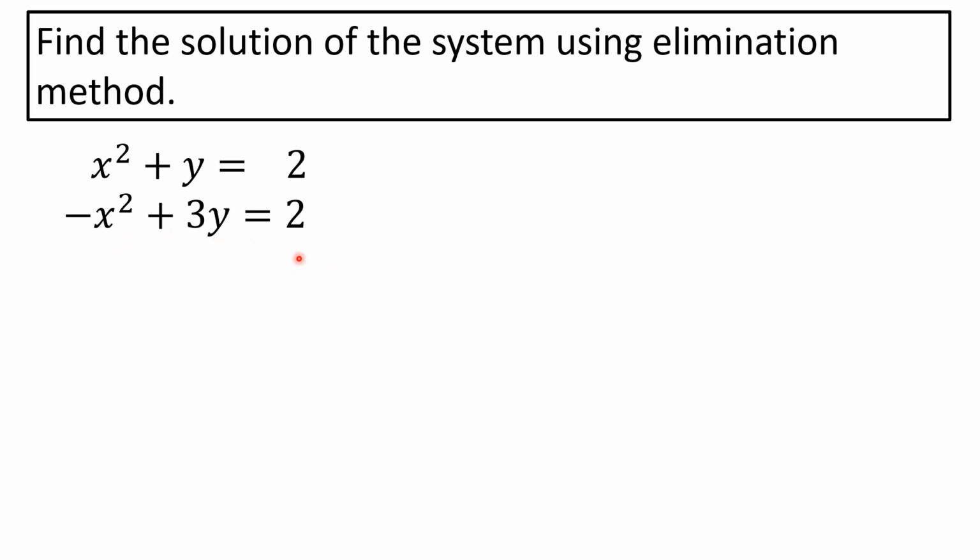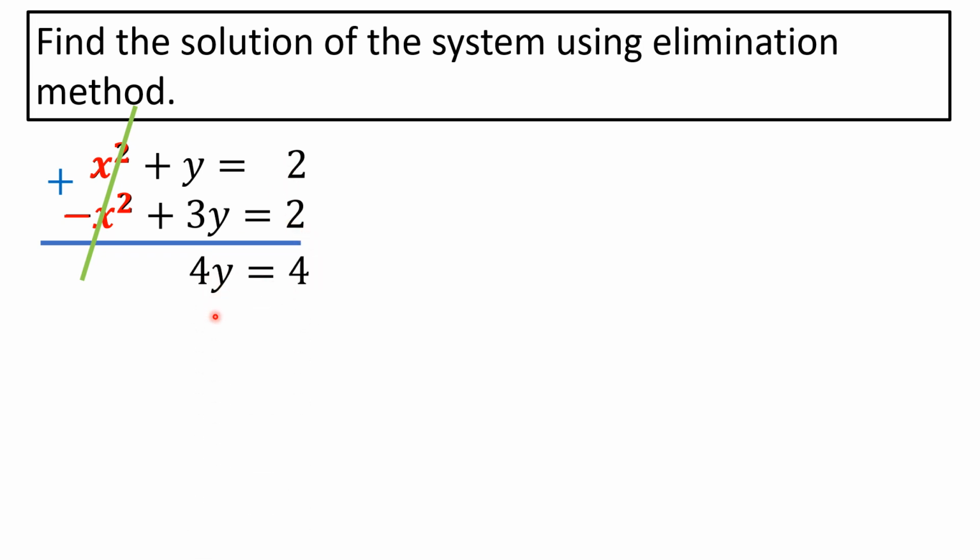First, we will check as to what variable have opposite signs. So far, the x squared term has opposite signs. Thus, we will be eliminating the variable x squared. So for this, since they have opposite signs, we will be adding them vertically. So x squared positive plus negative x squared will give us a 0, and then y plus 3y will give us a 4, while 2 plus 2 is equal to 4.